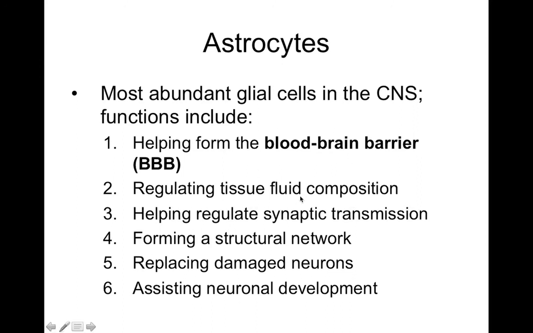Astrocytes also help regulate tissue fluid composition, like the composition of the fluid you find in your brain. It helps regulate the concentration of things like sodium, glucose, and potassium in our brain tissue. It also helps regulate synaptic transmission, so it helps neurons communicate with each other. We talk about how astrocytes may be involved with consciousness. They help form a structural network. They help replace damaged neurons. And they also aid in the development of neurons because astrocytes actually guide the way during neuronal development.